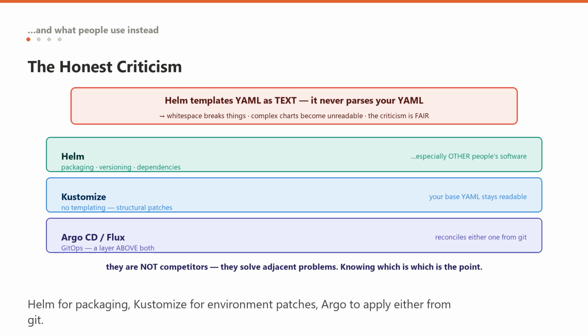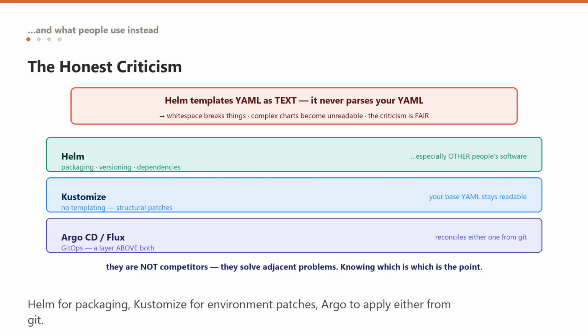So, what do people use instead? Kustomize takes the opposite approach. It does not template at all. You write plain, valid YAML, and then you write overlays that patch it structurally for each environment. It is built into kubectl. It is far simpler, and your base YAML stays readable and lintable. What it lacks is packaging and versioning and dependencies, which is precisely what Helm is good at.